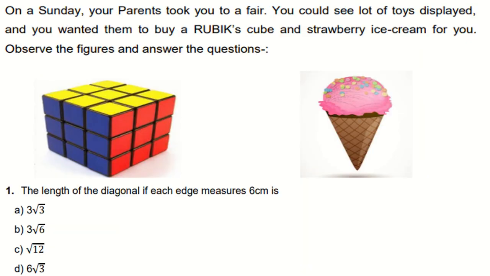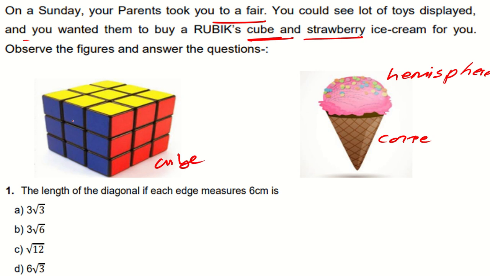Okay. Now, another question. On Sunday, your parents took you to a fair, which will be done after your maths exam, I'm sure. On a Sunday, your parents took you to a fair. You could see lot of toys displayed and you wanted them to buy a Rubik's cube and strawberry ice cream for you. So you can see ice cream like a cone and hemisphere. Two things are there, okay? And it is a cube.